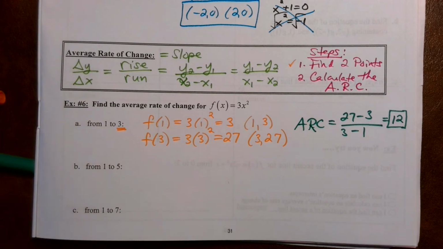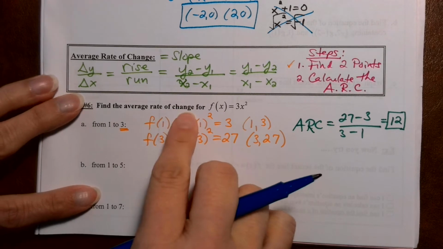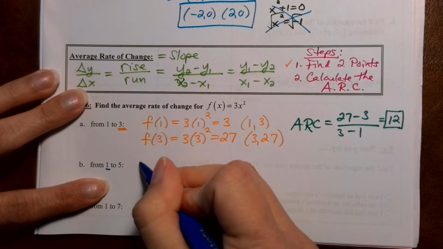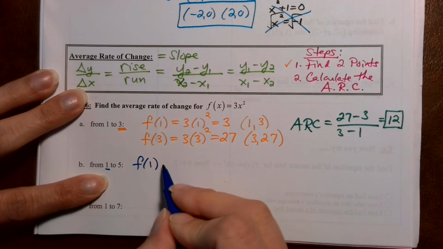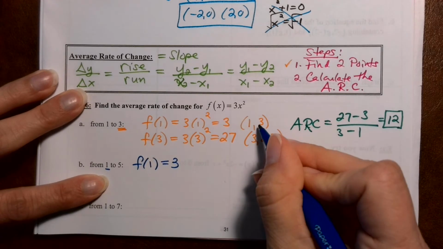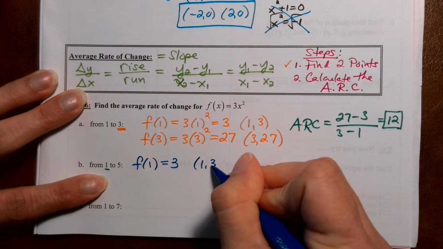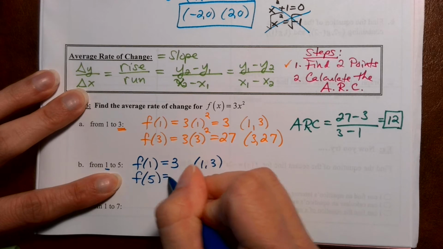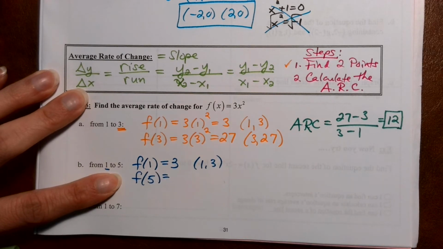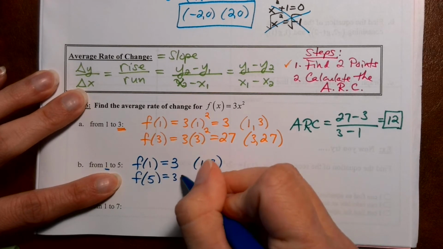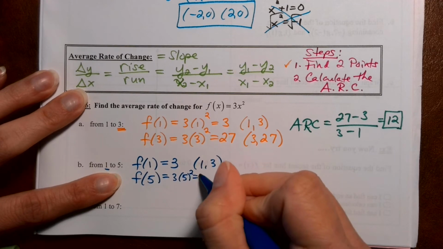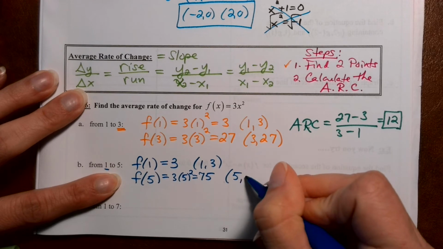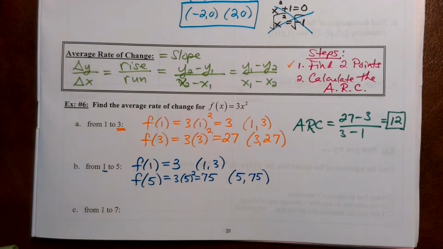All right, let's try it again. What would be the average rate of change if I went from 1 to 5? I've already plugged in 1 up there, so I'm just going to steal that answer. F of 1 gives me a value of 3. I did that work already. But now I have to plug in a 5. So what is f of 5? Let's see, 3 times 5 squared. That makes 75. So I have the point (5, 75).